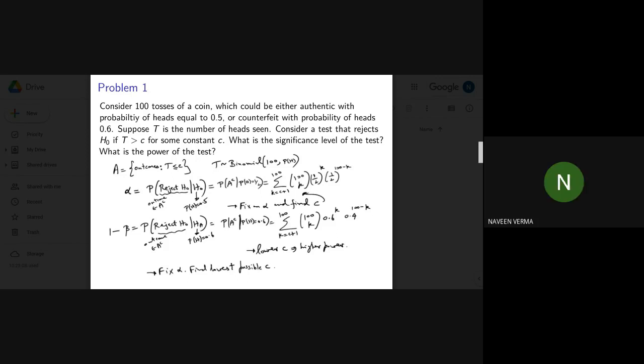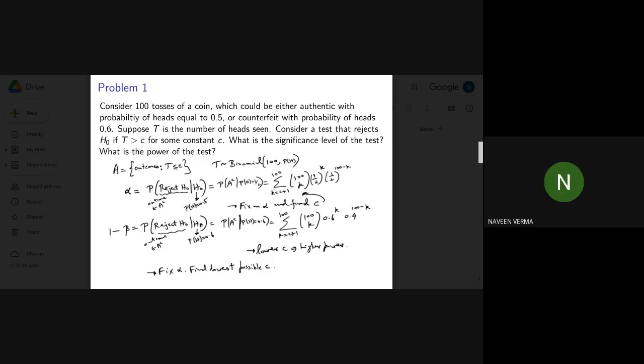Ideally it should be around 50% heads, otherwise our coin will become counterfeit. So I'm taking my acceptance set so that T lies between 40 to 60, or let's say 35 to 65. Can I give another example related to this?